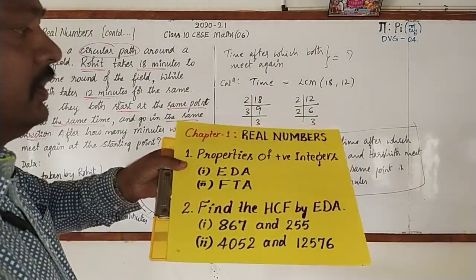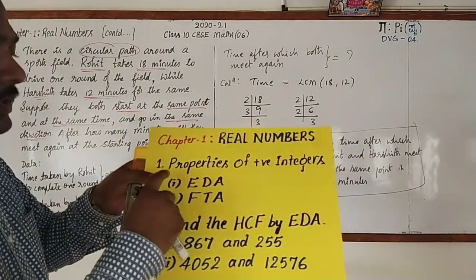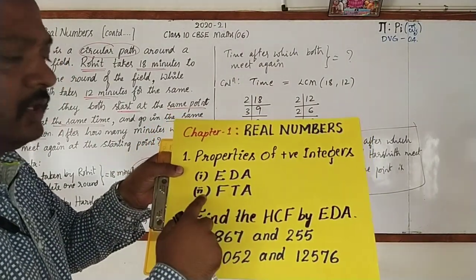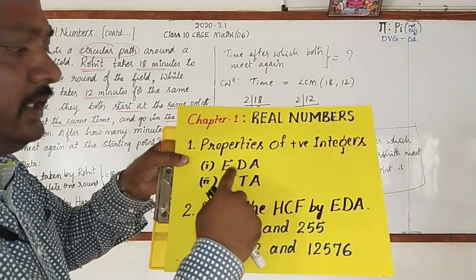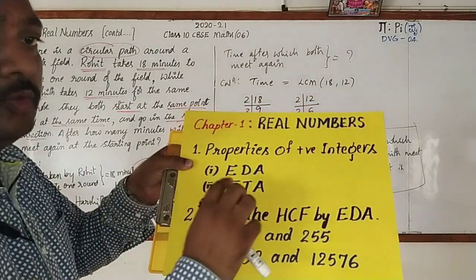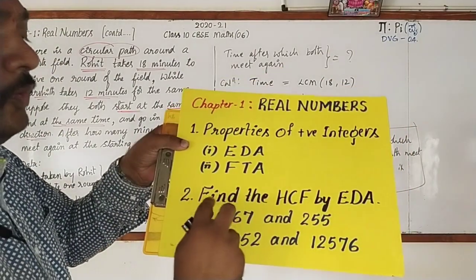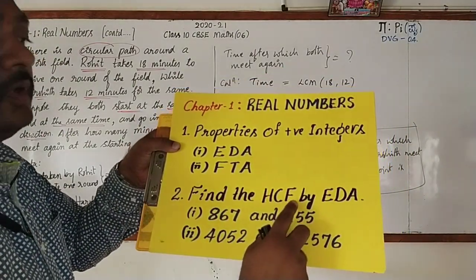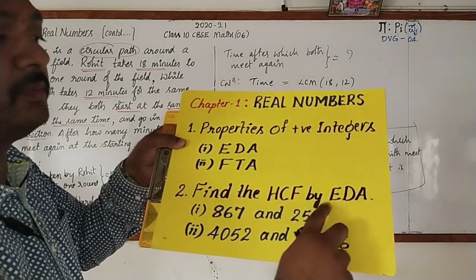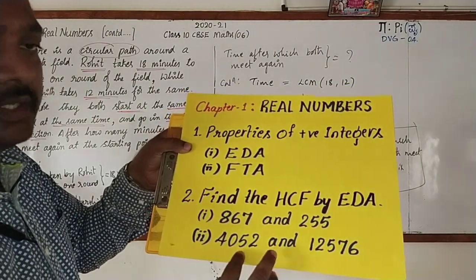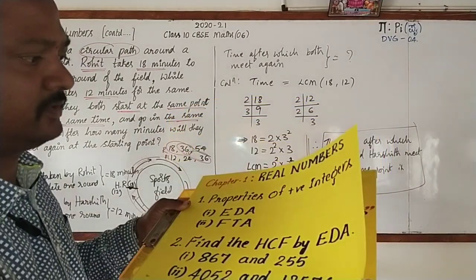Look here. From real numbers, the very first one we learned was properties of positive integers. In that there are two properties, one is EDA and the second one is FTA. You must learn the statements of these two. Next, the second one, we found out the HCF of positive integers by Euclid's division algorithm. Here two such problems are there. Please do practice.